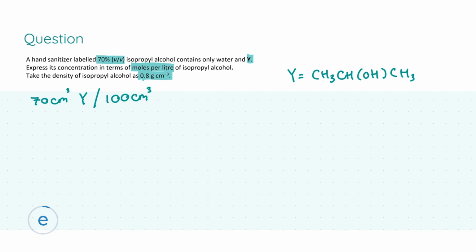So first of all, let's get this into centimetres cubed per litre. Okay, so how do we do that? It's just going to be multiply them both by 10. So that is 700 centimetres cubed per 1000 centimetres cubed, which is 1 litre. So per litre. Okay, so now we need to work with the density.